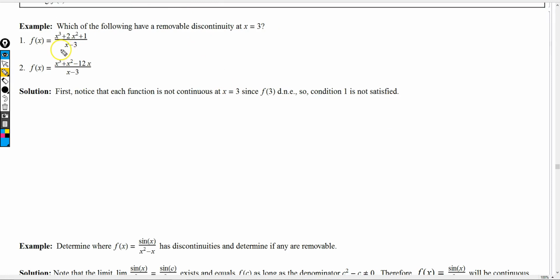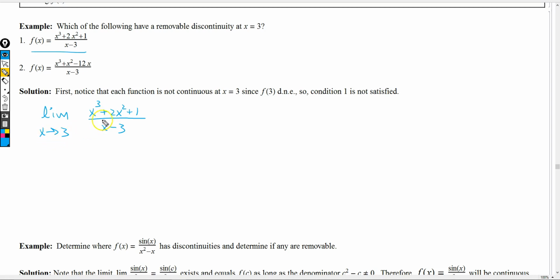Alright, so for the first one here, we need to look at the limit as x converges to 3 of this function, and we have to see if this exists. If it exists, we might be able to redefine it at 3 to make it continuous, so the discontinuity would be removable.